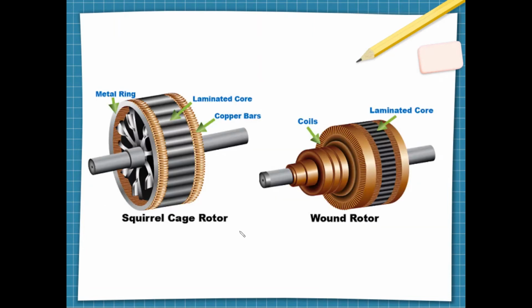This is a typical rotor, this is squirrel cage rotor, and this is wound rotor. These are coils and the core is laminated so as to reduce the eddy currents.